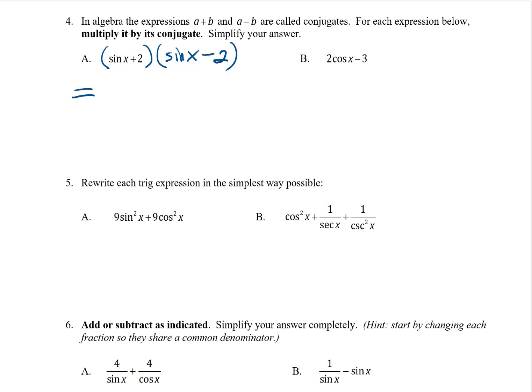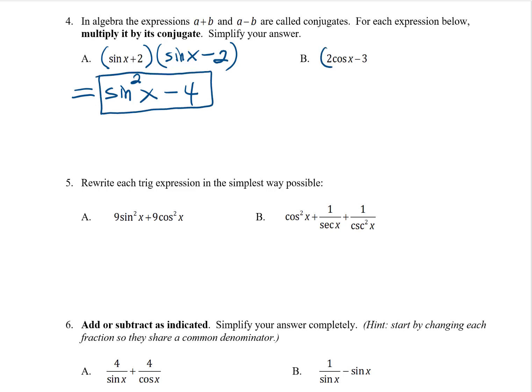Well, the thing is, when you do these conjugate FOIL problems, you realize they work out pretty nicely. I will have the first, sine x times sine x is sine squared x. But look at the outer and the inner. The outer, you get minus 2 sine x, and the inner, you get plus 2 sine x. They wipe each other out. The only thing I would have left then is the last, 2 times negative 2 would be minus 4, and I'm finished. Sine squared x minus 4.